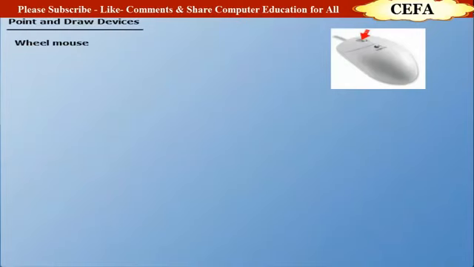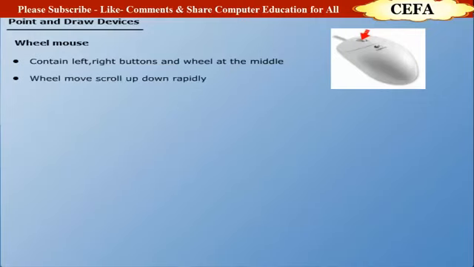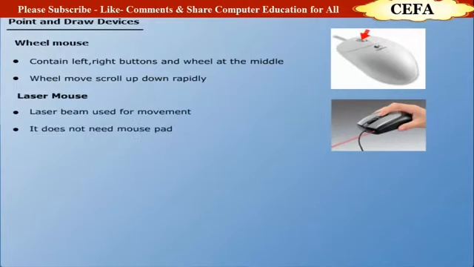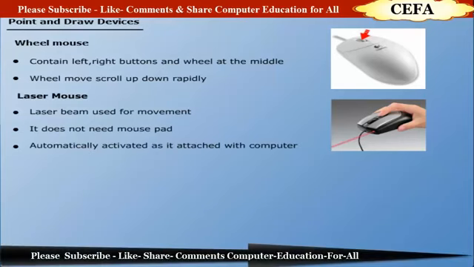Wheel mouse. Wheel mouse contains left-right buttons and a wheel button at the middle. Wheel button is used to scroll the pages up and down very rapidly. Laser mouse. Laser mouse uses the laser beam for its movement. Laser mouse does not need any mouse pad. Laser mouse is automatically activated as it is attached with the computer.